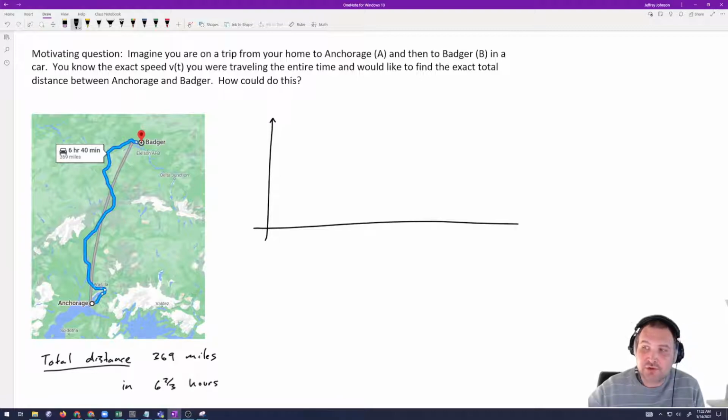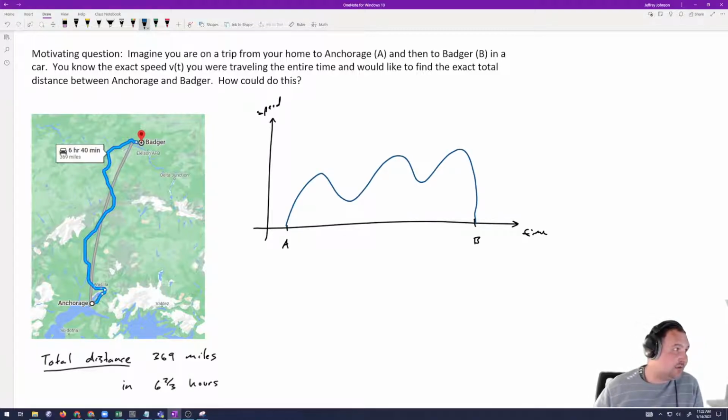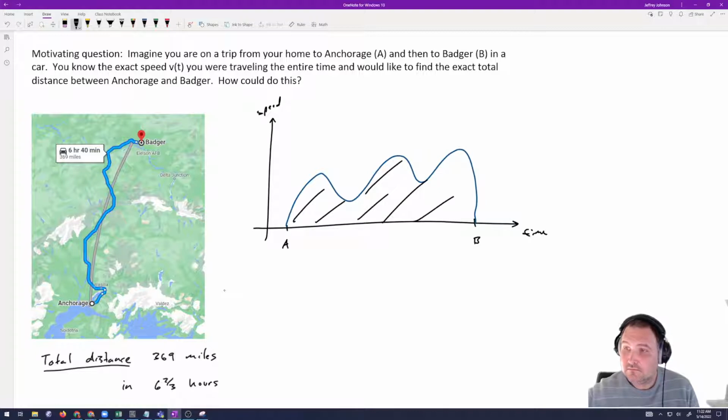We know that on our trip from Anchorage to Badger, we increased and decreased in speed, right? So maybe the trip looks more like this in general. Then the total distance, the 369 miles, is the area. Okay, so the area is the total distance.